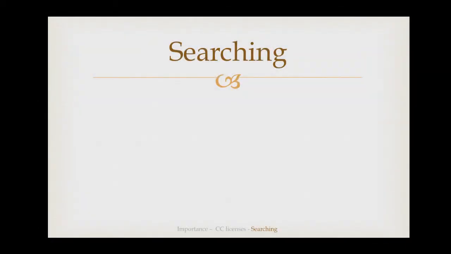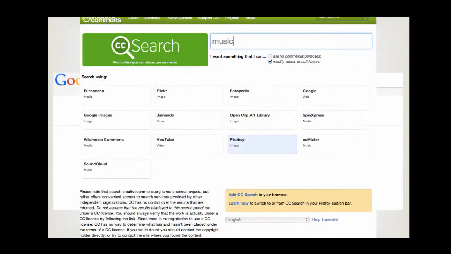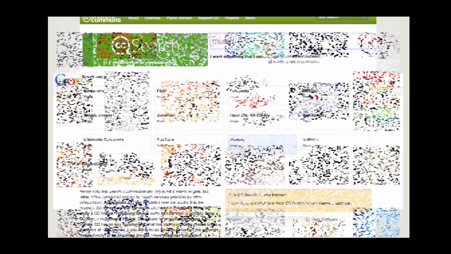Do you remember the image of music I used at the beginning of this video? Here's how I found it. I Googled Creative Commons, and then I clicked on the search. This took me right to the Creative Commons search page. You'll notice the search page gathers material from several websites, which gives you a lot of choice. But right now I'm looking for music.